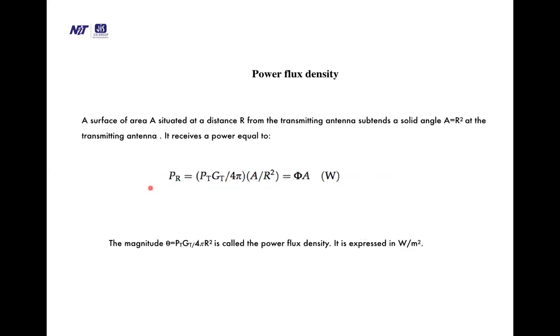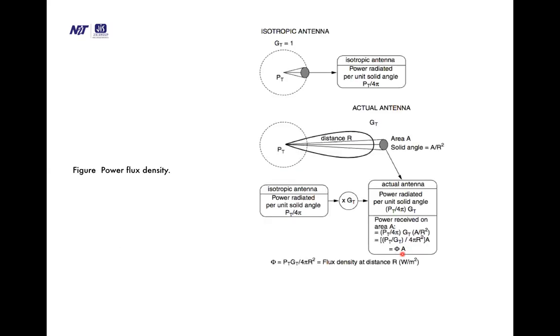Power flux density at the receiving antenna is PTGT divided by 4 pi R square, into A, that is phi into A. So PTGT by 4 pi R square is represented by phi, its magnitude is the power flux density in watt per meter square. So this is the power flux density, how it is shown and how it is calculated earlier, the same thing.